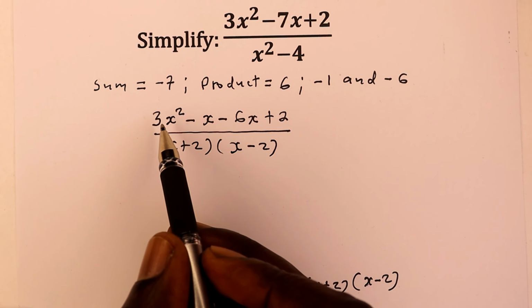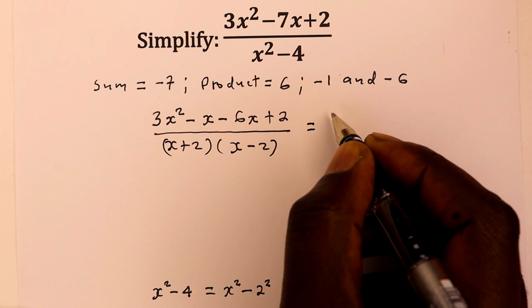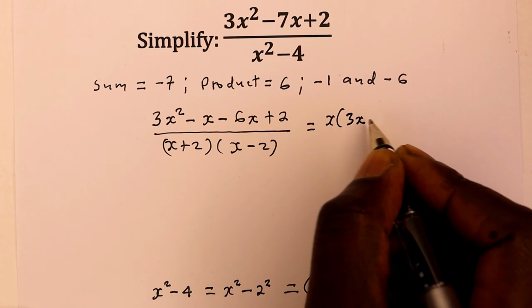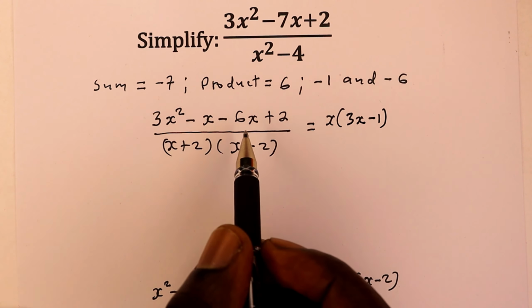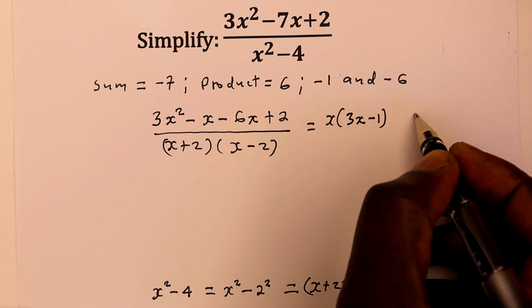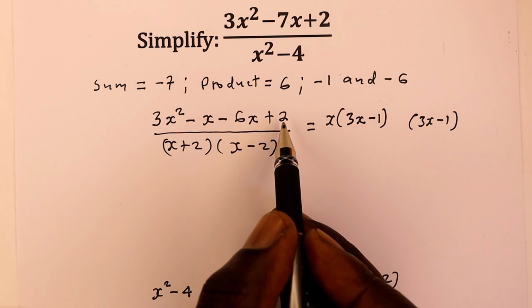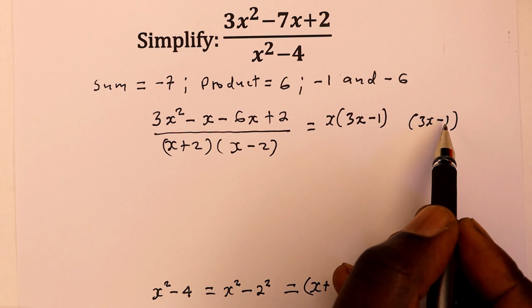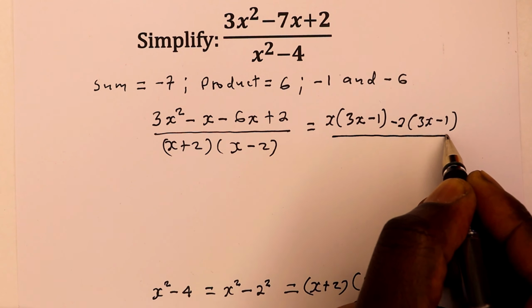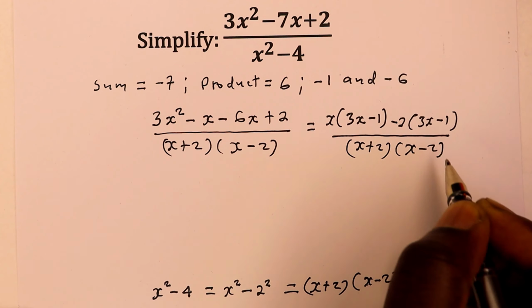So in the numerator, we have a common factor between this, that is x. So we can write this as x into 3x minus 1. And we are expecting the same in the bracket for the next expression. So we expect to obtain 3x minus 1 that side. And for us to have a positive 2, it means we multiply -1 by -2. So we have -2, and that is over x plus 2 into x minus 2.